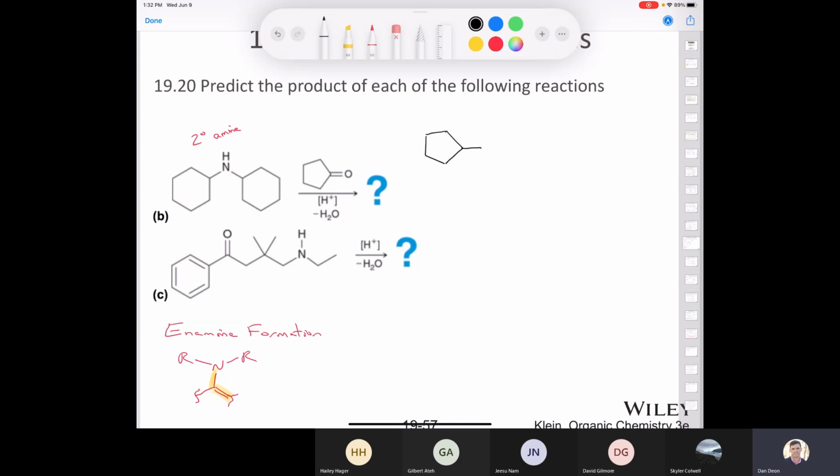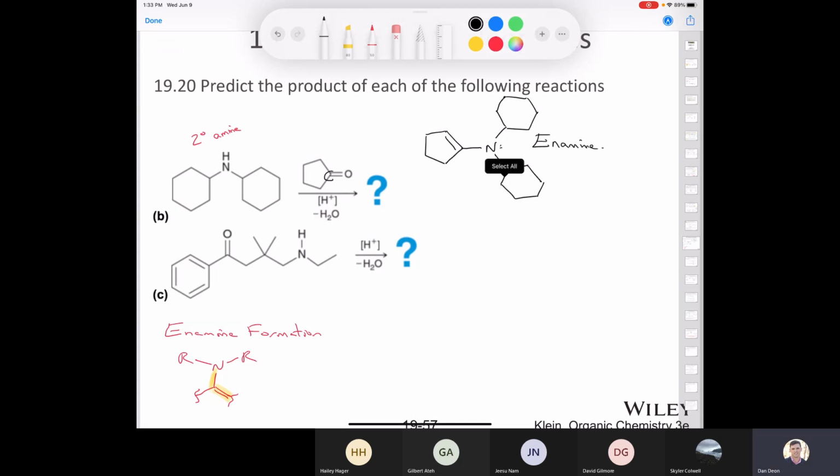Now, instead of a double bond to oxygen, we've got a single bond to nitrogen. We've lost water, so we've got our 2 R groups that are attached to our nitrogen. So we've got our 2 cyclohexyl rings, so we'll put those out here like that. Now, where's the double bond going to be? The double bond is going to be attached to the carbon that had the oxygen originally. It's going to be down here. Okay, so I'll put it like this. And that is our enamine.